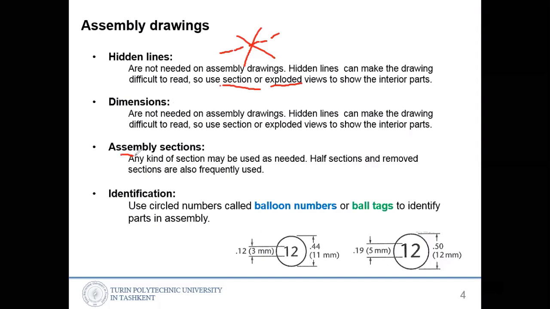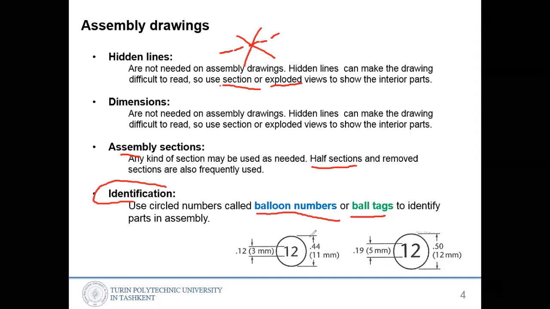And assembly sections: any kind of sections might be used as needed. In assembly drawings, there might be a lot of section views. Half sections and removed sections are also frequently used. For identification of the parts, as I told you just before, we can use balloon numbers or bold tags to identify parts in the assembly.